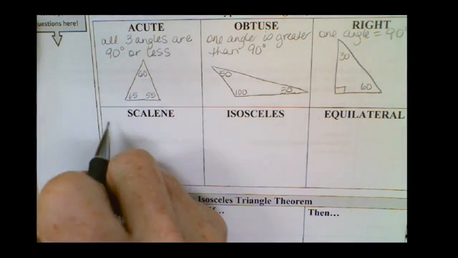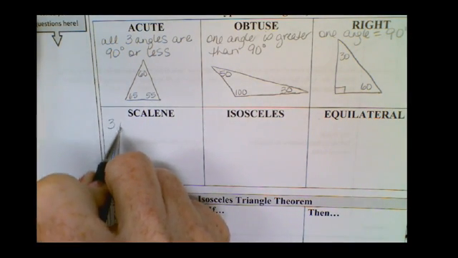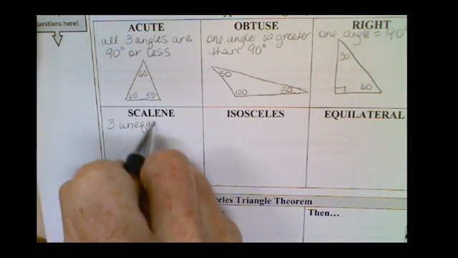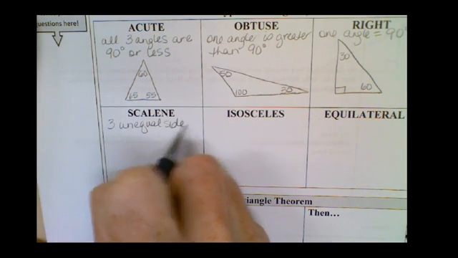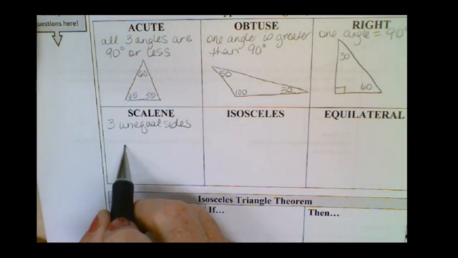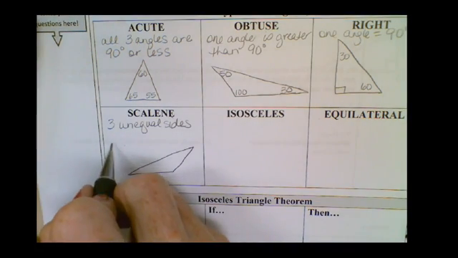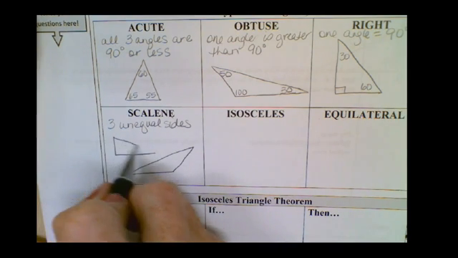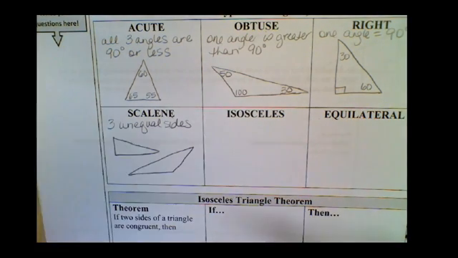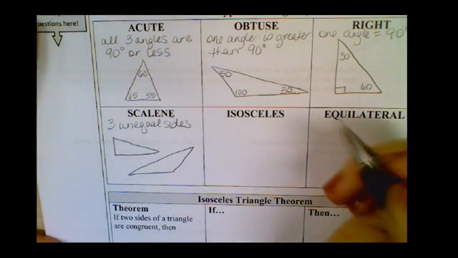So a scalene triangle just means it has 3 unequal sides. Okay? So a lot of triangles that you see are going to be scalene. Okay, but they can come in all different shapes and sizes. Scalene can be right triangles, scalene can be obtuse, they can be acute, as long as those sides are unequal.